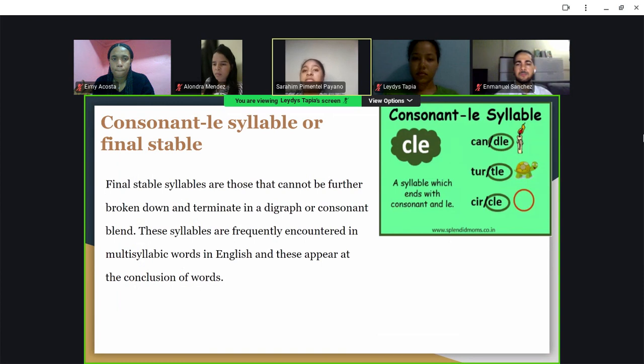The last type of syllable is consonant-le, or final stable. These are those that cannot be further broken down into a digraph or consonant blend. These syllables frequently occur in multisyllabic words in English and appear at the conclusion of words. Next one.